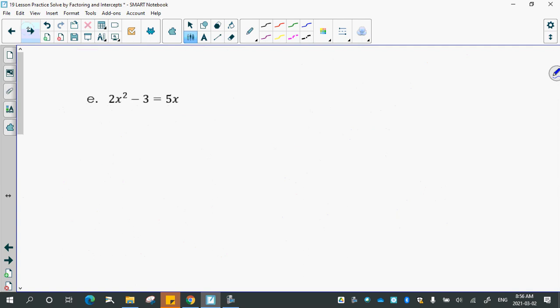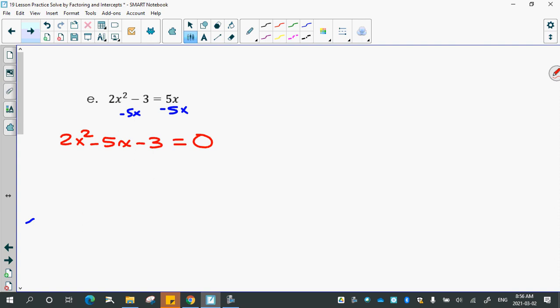All right. Here's another one where we need to get all of our terms on one side first. Subtract 5x. And there's no x ending term on this side. Does everyone agree with that? On the left, there's no term that has an x ending. So we know we want to have it go in the middle. So I'm going to have 2x squared minus 5x minus 3 equals 0.